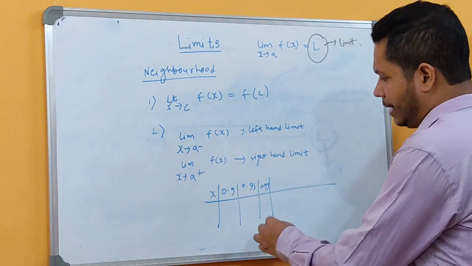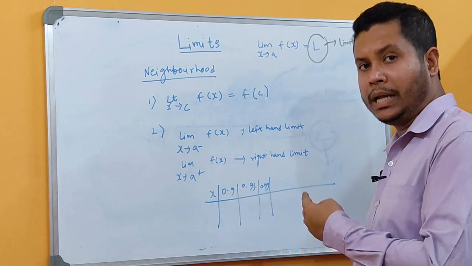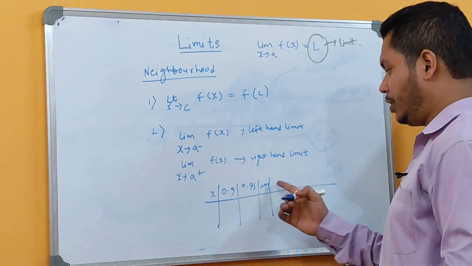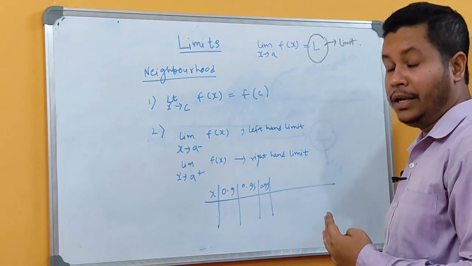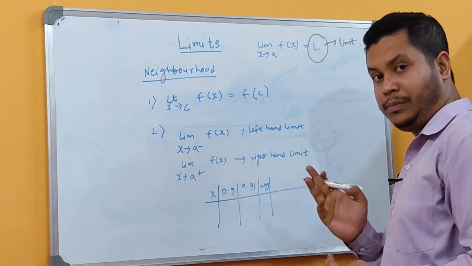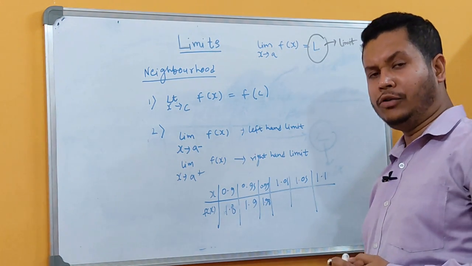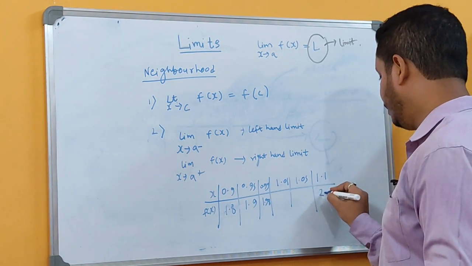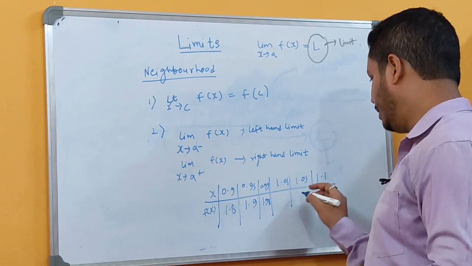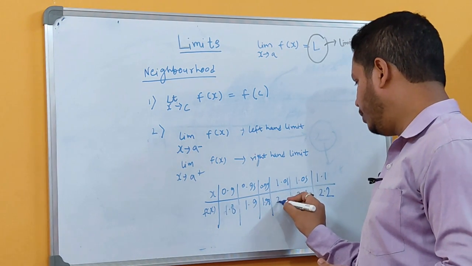If you see here, the inputs were approaching 1 from the left side of 1. Now what if the value tends to 1 from the right side? That is also possible, isn't it? So at 1.1, what is going to be my output? It's going to be 2.2, right? Then at 1.05, it's going to be 2.1. Then at 1.01, it will become 2.02.